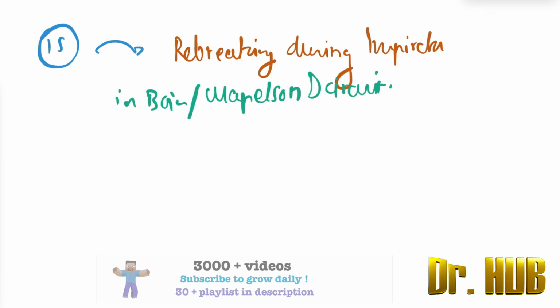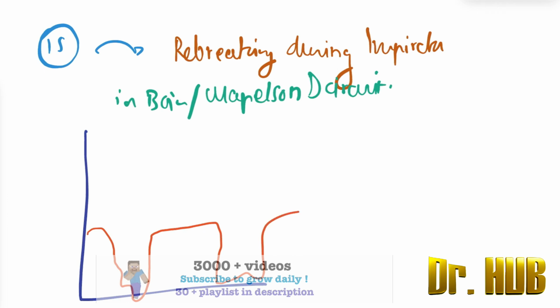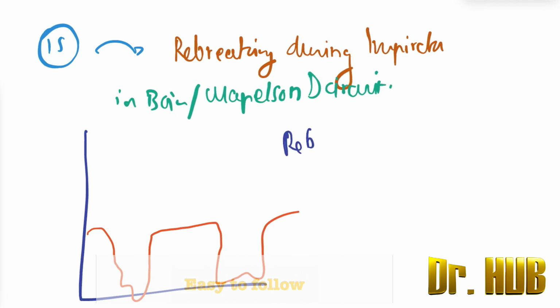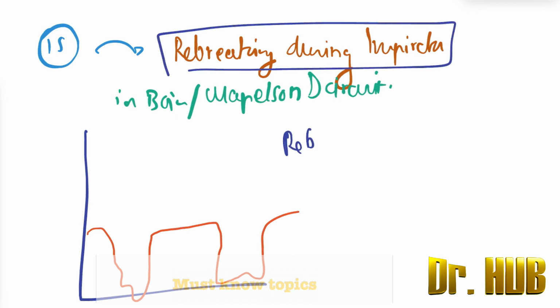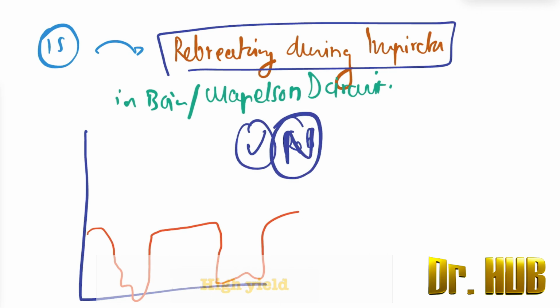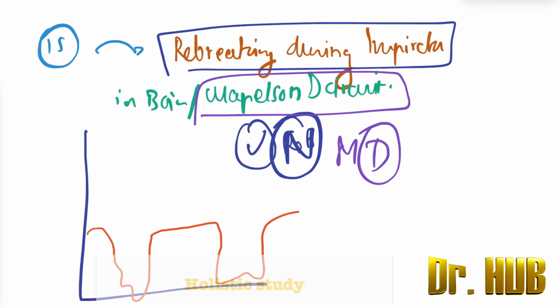So here the capnograph, let's draw it. There are some irregular patterns. First there can be a decrease and then the plateau, and then there's a mild decrease and an increase. Here the capnograph shows rebreathing during inspiration. This is normal in rebreathing circuits. It is normal in terms of rebreathing circuits such as the Mapleson D circuit, that's what we discussed, as well as in case of the Bain circuit.